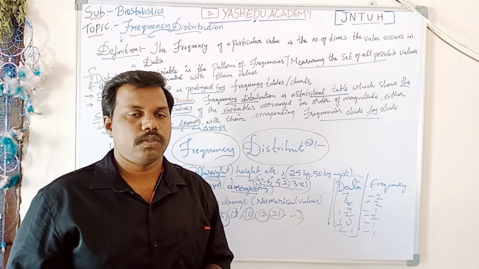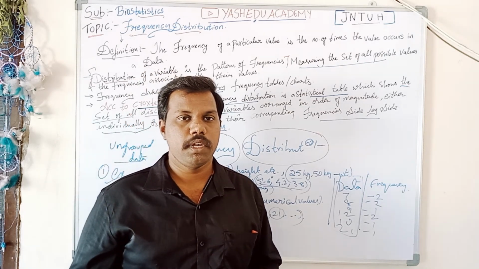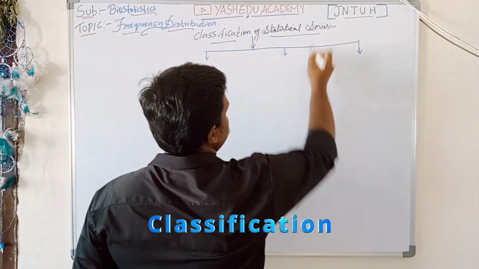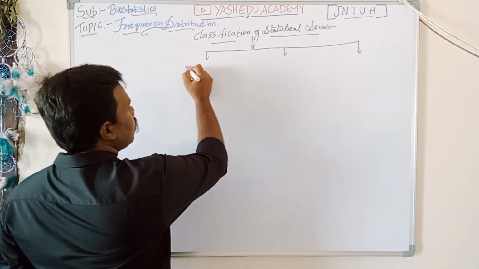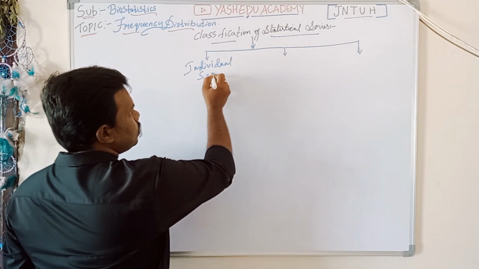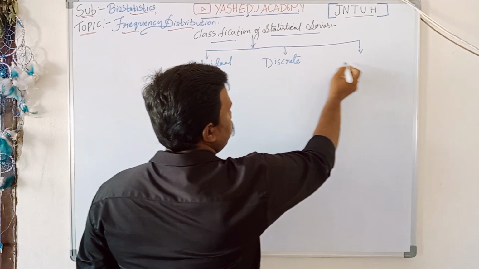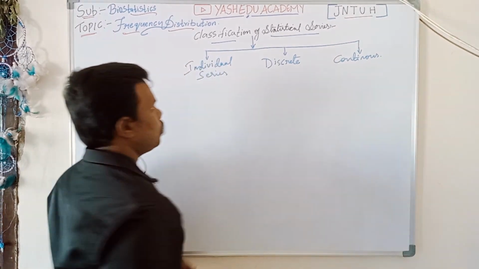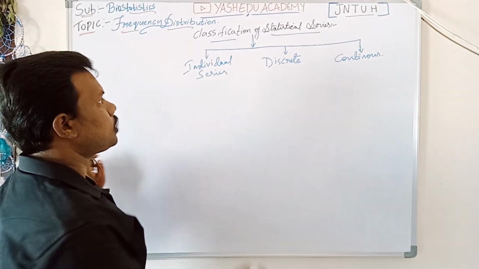So until here the frequency distribution is completed, and these are classified into many types. Let us now discuss the classification of the statistical series. It is classified into three types: one is individual series, the second is discrete, and the third is continuous. So individual series, discrete and continuous are the three parts of the statistical series.